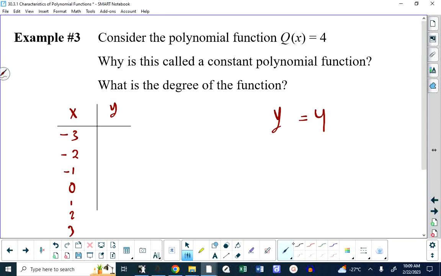So when there is no x in the equation, when x is -3, y is 4. When it's -2, y is 4. It's always y equals 4, which means the function has a constant value. Okay. What is the degree? Well, the degree of a constant polynomial function is 0. And this is an interesting point that you're not asked about, but I'll make it anyway. The leading coefficient of this function is also the constant term of this function.